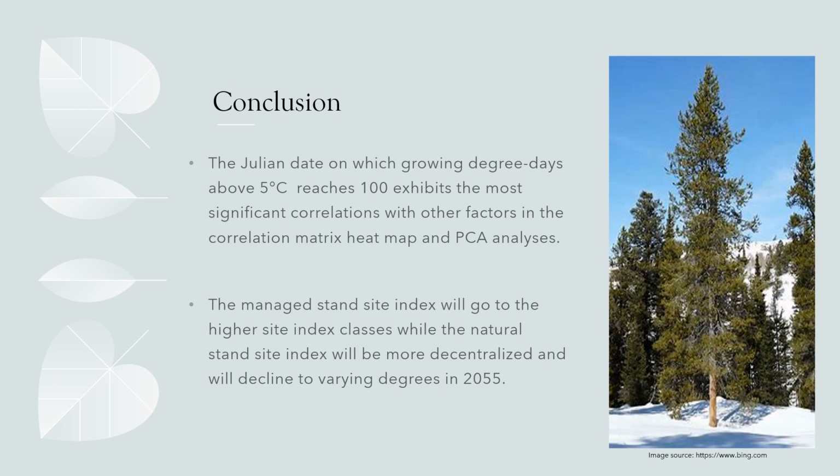For the conclusion, there are two key findings. First is that the Julian date on which growing degree days above 5 degrees reaches 100 shows the most significant correlations with other factors in the correlation matrix heat map and PCA analysis. The second one is that the managed stand site index will go to higher site index classes, while the natural stand site index will be more decentralized and will decline to varying degrees in 2055.